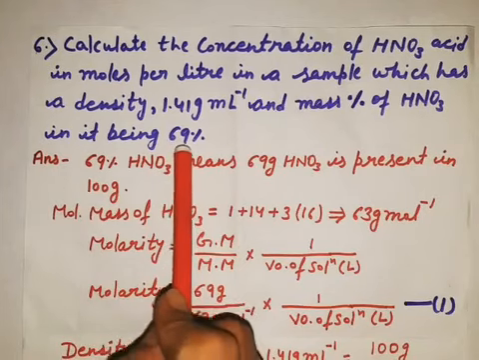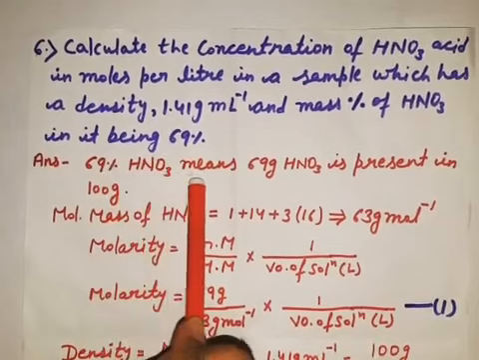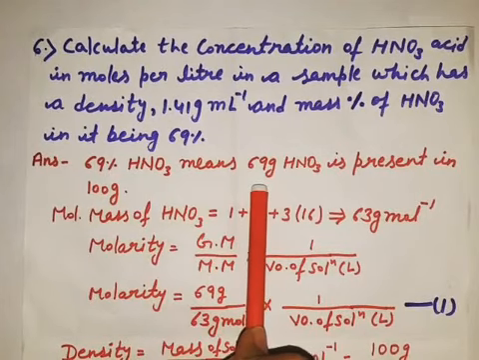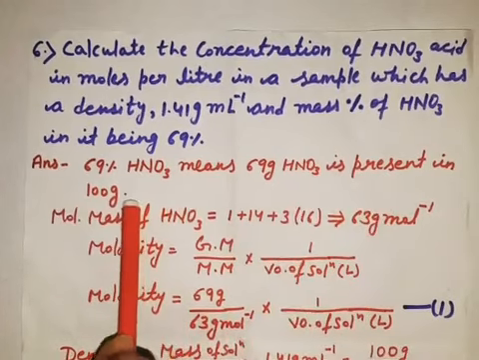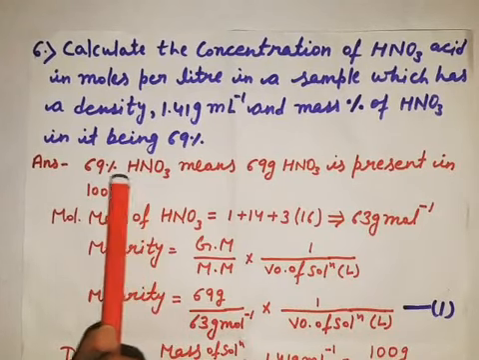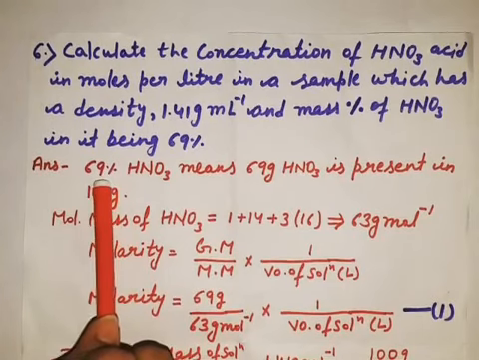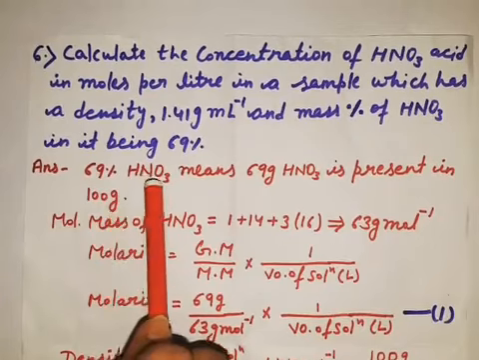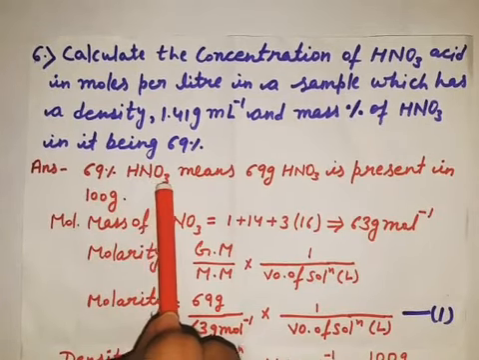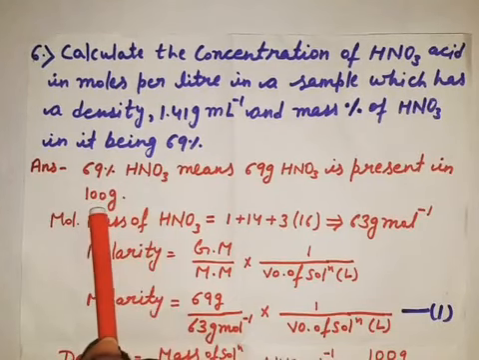Now what is the meaning of 69%? 69% nitric acid means 69 gram HNO3 is present in 100 grams solution, because total percent is 100. So 69 gram nitric acid is present in 100 gram solution. That means here HNO3 is the solute. So the amount of solute is given, that is 69 gram, and the total amount of solution is also given, that is 100 gram.